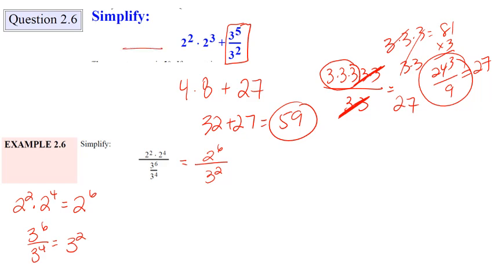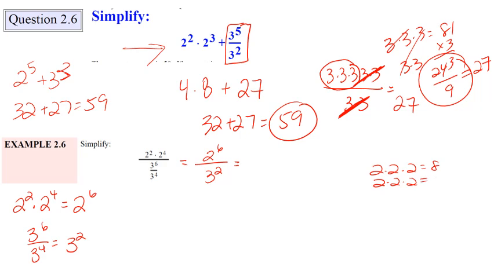We could have actually done that here and got 2 to the 5th plus 3 cubed, which is 32 plus 27. We would have still gotten 59. So moving on, 2 to the 6th is 64. So this is 64 over 9.